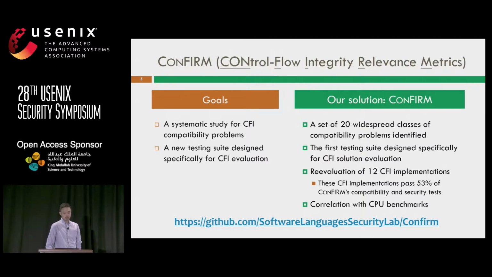In our paper, we identified a total of 20 compatibility problems that are challenging for CFI enforcement. Based on these problems, ConFIRM is the first testing suite designed specifically for CFI solution evaluation. Using ConFIRM, we reevaluated 12 publicly available CFI implementations, and overall we got about a 53% success rate in solving the compatibility problems. Then in the end, we did a correlation analysis between ConFIRM and the CPU benchmark suite. ConFIRM is now publicly available on GitHub. Please download it and check it out if you're interested.